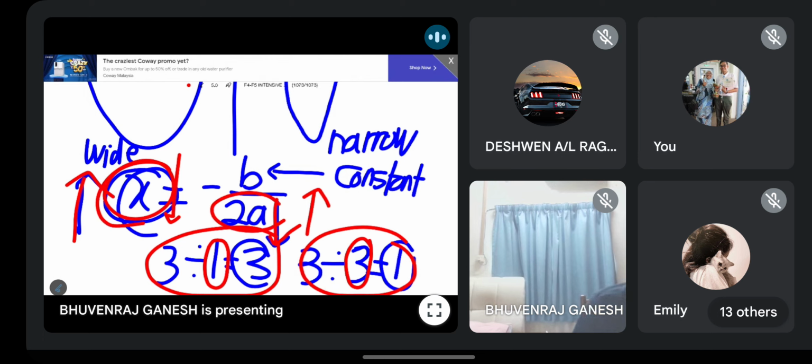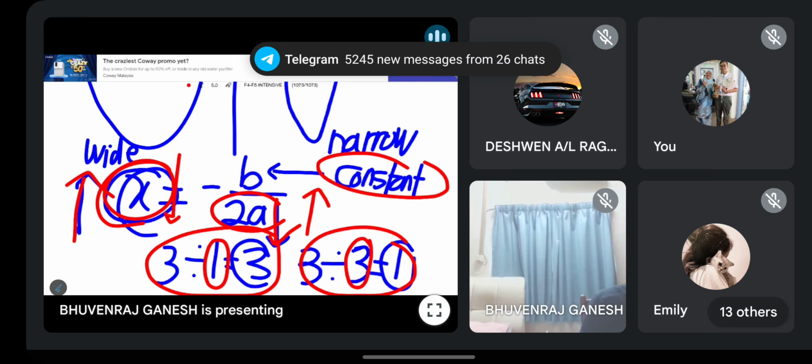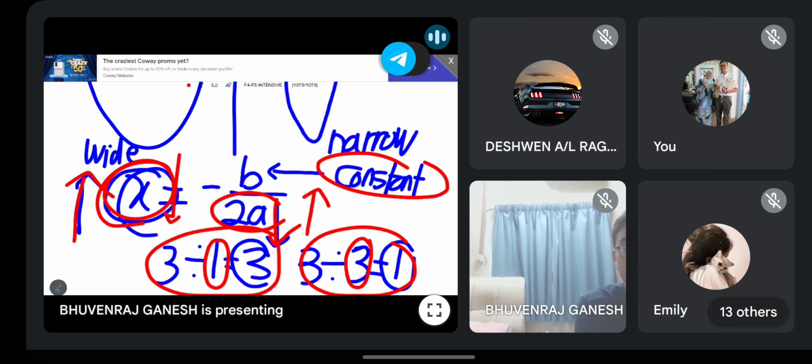Okay, this relates to this. This one must be constant. Nombor ke atas penyebut pecahan, the denominator. The numerator must be the same; only the denominator changes. Okay, guys, can you get it? So this is the example.